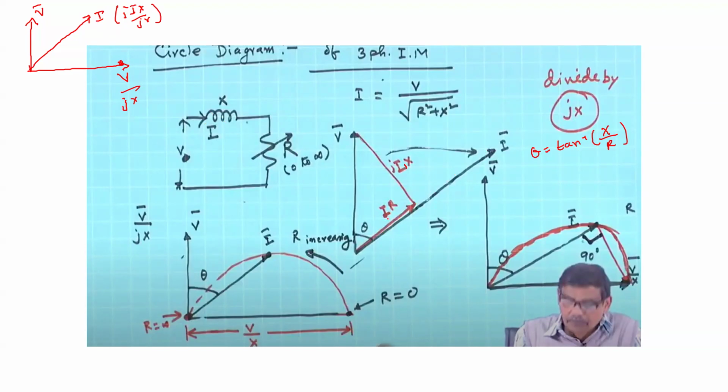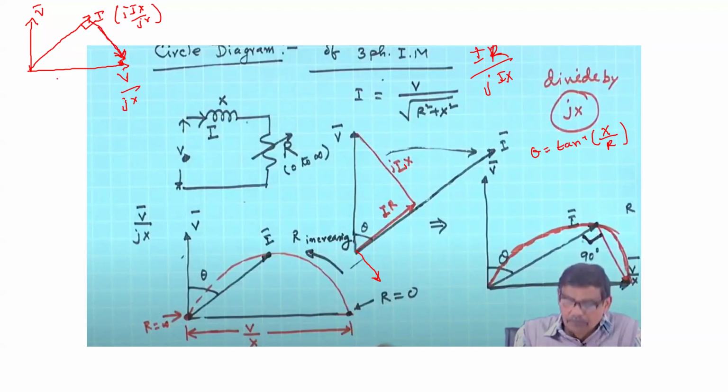Now, if I divide IR by JX, what will I be left with? I will be left with something in this direction, because this is IR by JX. IR by JX should lag the IR phasor by 90 degrees. That is why I have drawn it lagging by 90 degrees. So this will also give you the voltage phasor.